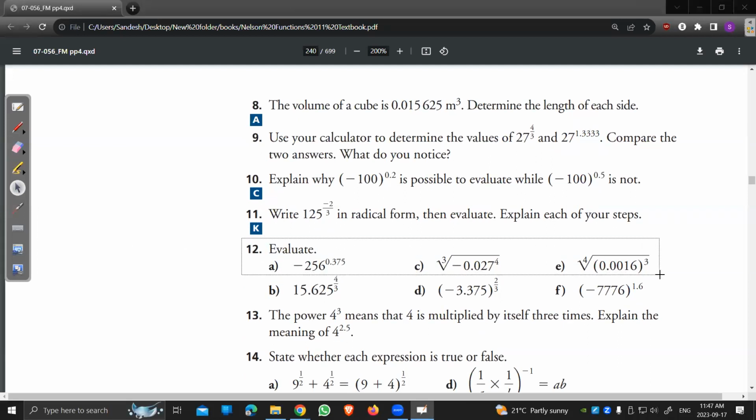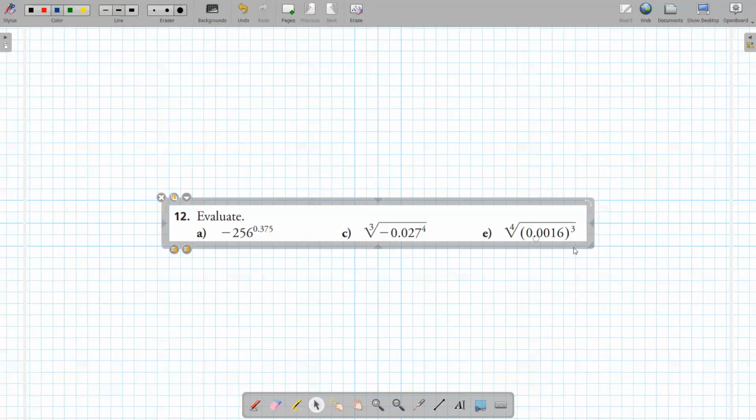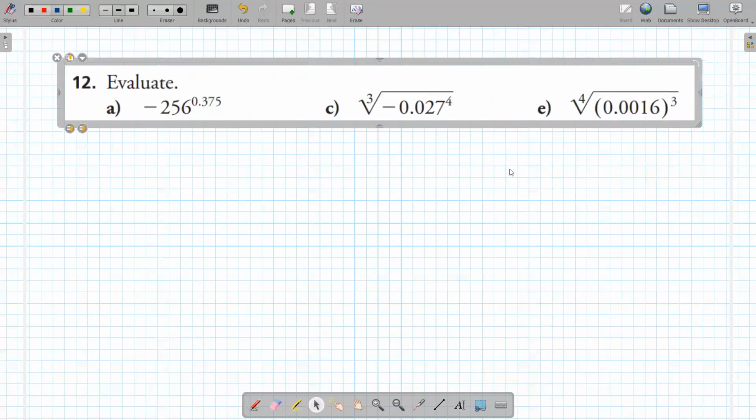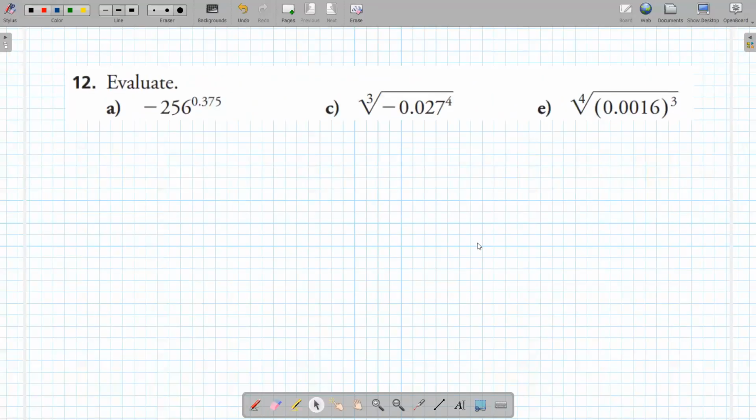This one's going to be tricky, I think. Now, what is 0.375 as a fraction?